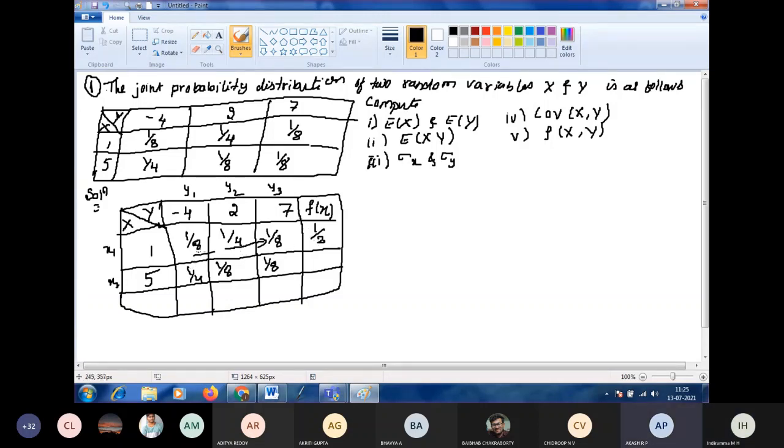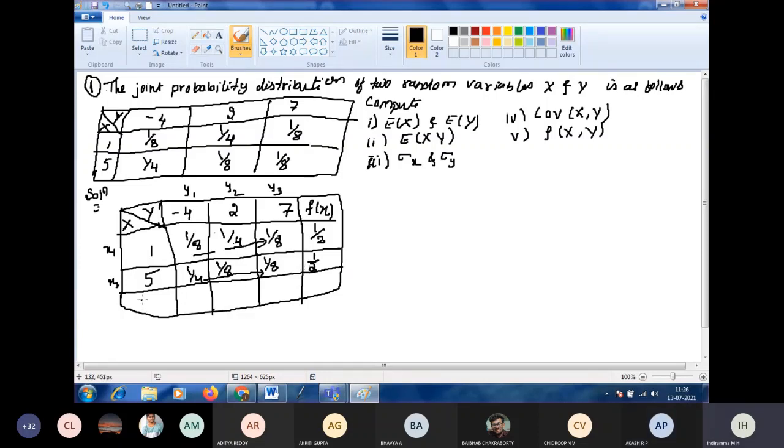Yes, ma'am. 8 LCM. 1 plus 2 plus 1, this is 4 by 8, that is 1 by 2. Now find the sum of these 3 values. What did you get? Tell me fast. What is 1 by 4 plus 1 by 8 plus 1 by 8? That is 1 by 2 only, right? 1 by 2.